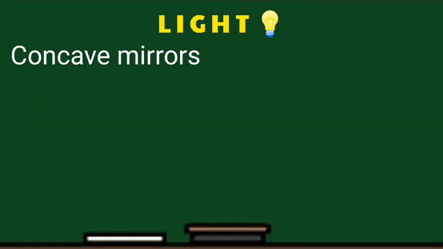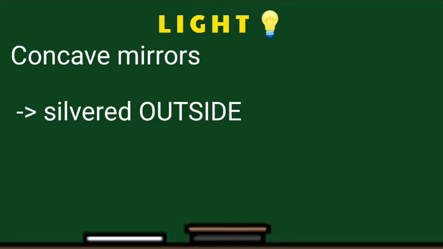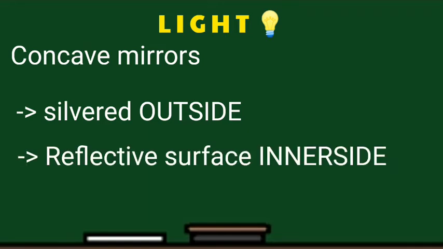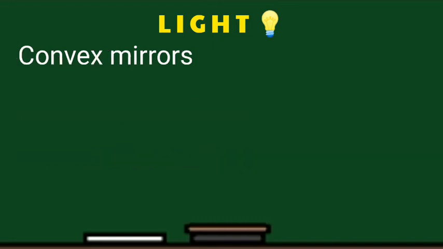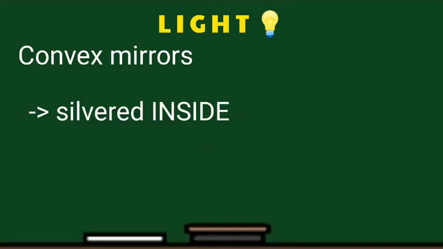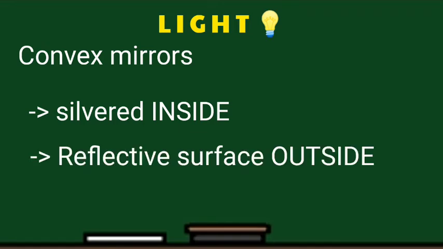If the mirror is silvered outside, it is called a concave mirror. Here, the inner surface is the reflecting surface. If the mirror is silvered inside, it is called a convex mirror. Here the outside is the reflecting surface.